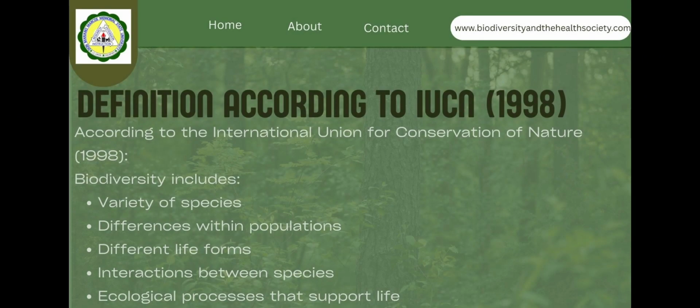It is also defined according to the IUCN in 1998. According to the International Union for Conservation of Nature, biodiversity includes variety of species, differences within populations, different life forms, interactions between species, and ecological processes that support life.